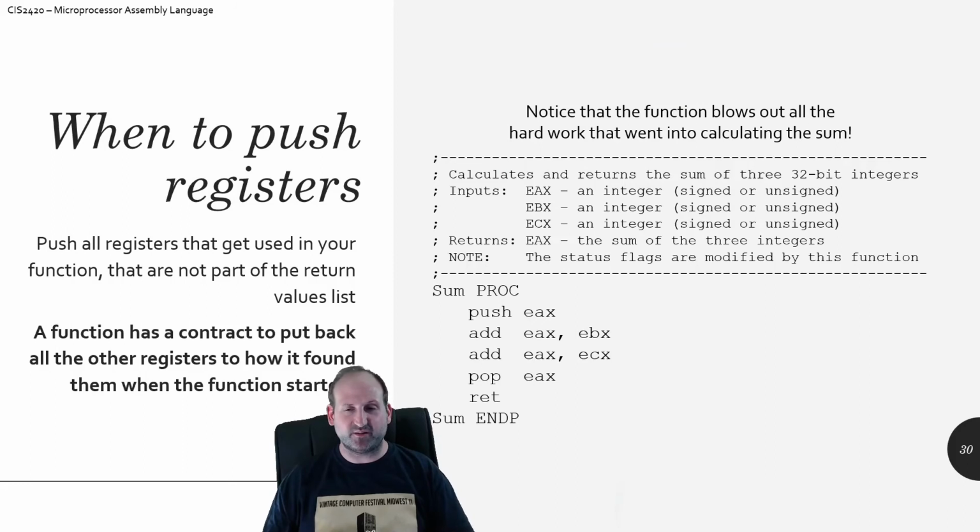Just to reiterate with the slide in place now, you push all the registers that get used in your function that are not part of the return values. I said we have a contract to put everything back how we found it. It's irresponsible just to go in and say I'm ruining everything. That's the lazy approach, right? The professional approach is to make sure that you put everything back except for, in this case, EAX.